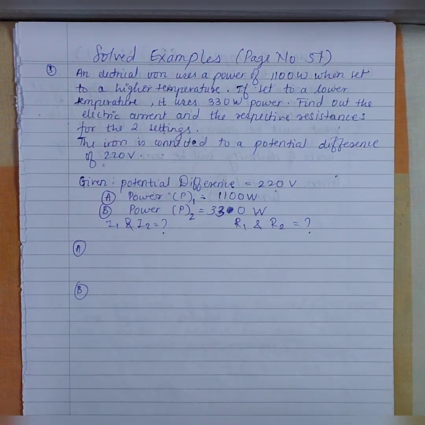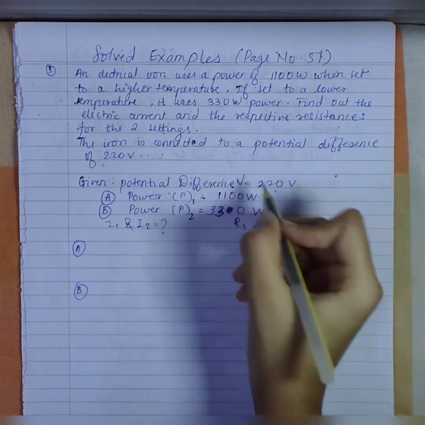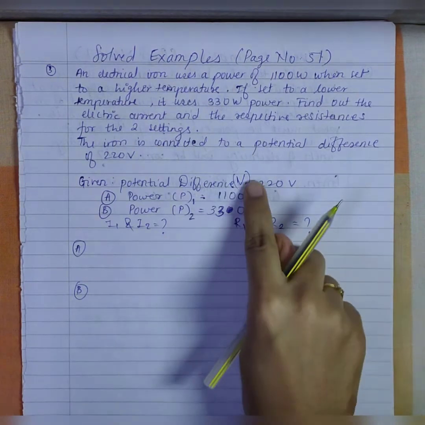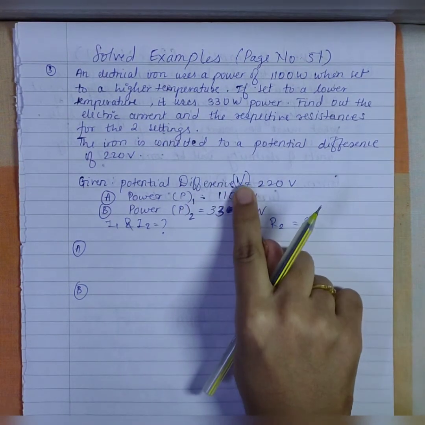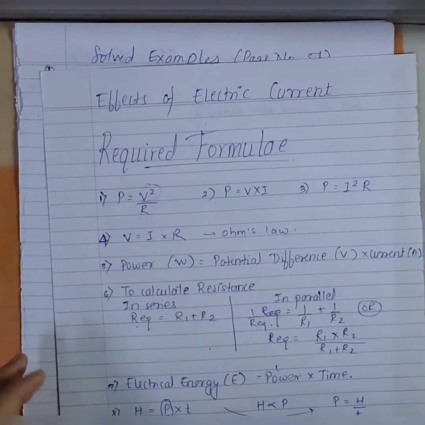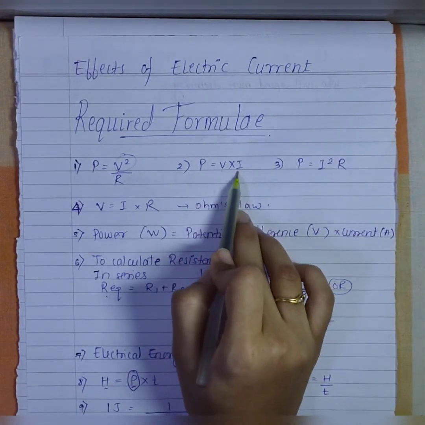So let's start finding what is I1. Now how will you do it? What do you have with you? P, V, this is V, right? Potential difference is nothing but V. You have with you P, V, and you need to find your I. So let's have a look at the formulas. What can we use? You have your P, V, you need to calculate I.